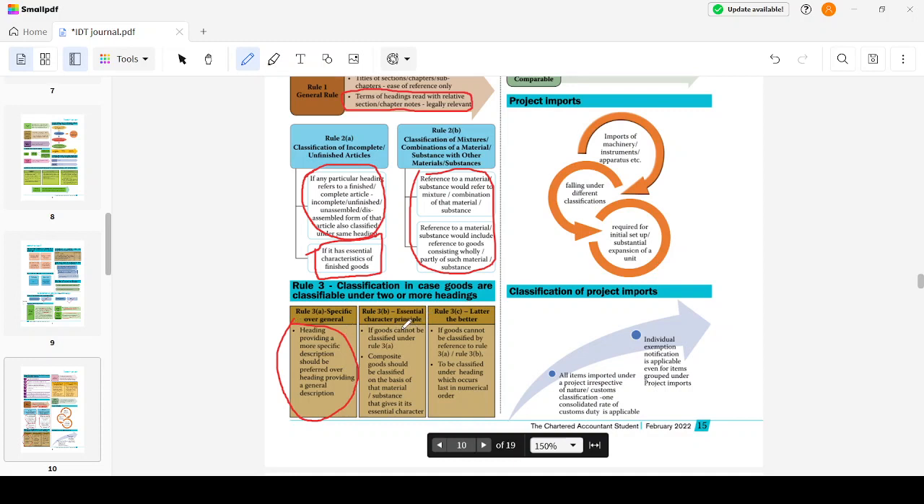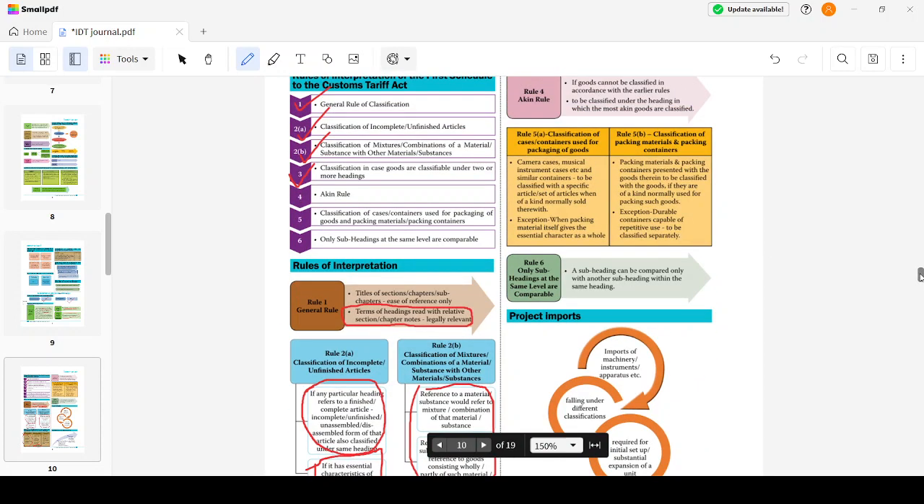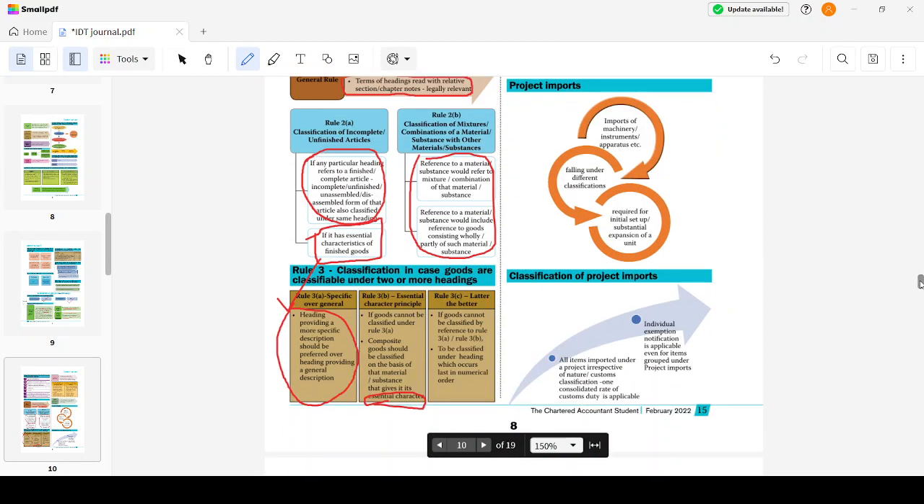Essential character principle. If goods cannot be classified by rule 3A, then what should you do? You should check the following. Composite goods should be classified on the basis of the material or substance that gives the essential character. This is the one which we discussed earlier also. 95% is steel, right? So you go with the one based on rule 3B. The essential character principle is like the principal supply in a composite supply, where the rate is taken as per the principal supply. Similarly here, the one which gives the essential characteristics, that rate will be applied.